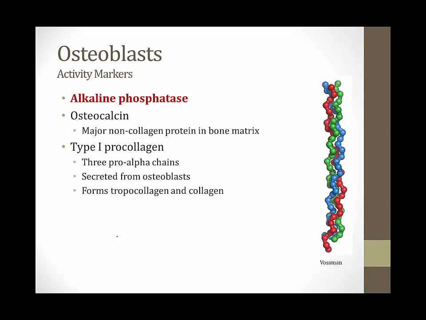In the basic science laboratory, when researchers are studying osteoblasts, there are a number of commonly used activity markers that are studied. These are substances whose levels rise when osteoblasts are more active. These are also sometimes used clinically to make the diagnosis of a disorder in which osteoblasts are overactive. The first activity marker is alkaline phosphatase, which I'll talk about in the next slide. The second one is osteocalcin.